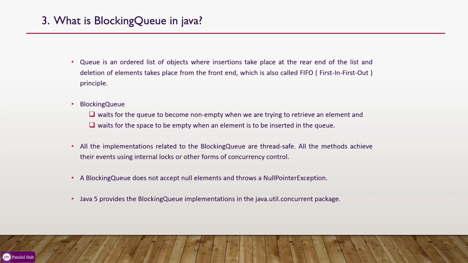All the operations performed on the blocking queue are synchronized and thread safe internally. A blocking queue does not accept null elements and throws a NullPointerException. So the blocking queue does not accept any null values. Java 5 provides blocking queue implementations, which are available in the concurrent package.